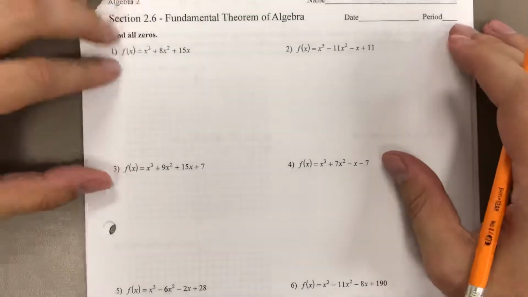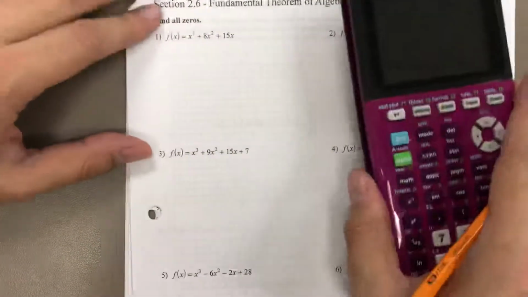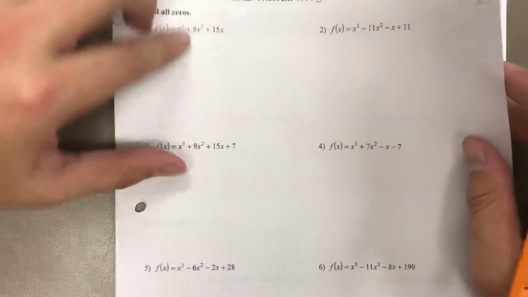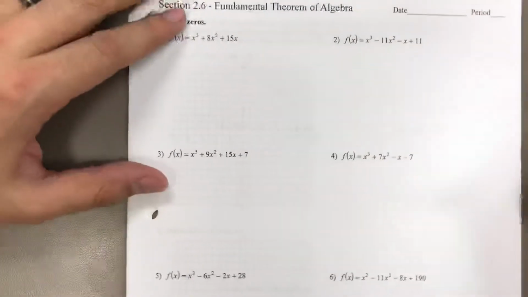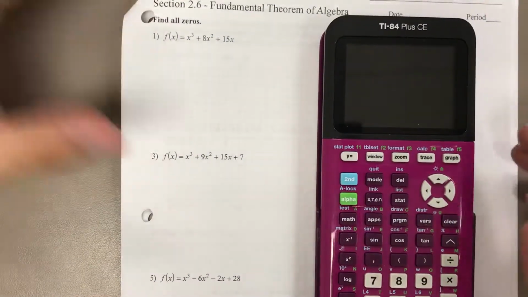We're going to do the 2.6 fundamental theorem of algebra problems. All right, so for this we need to find all the zeros for the different polynomials that we have listed here. A really good and helpful tool is going to be your graphing calculator if you have one.